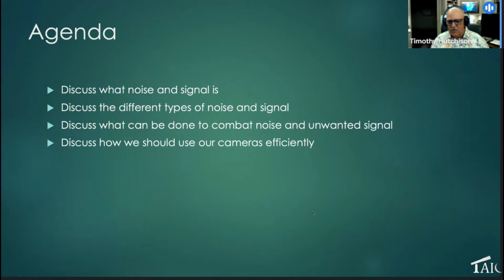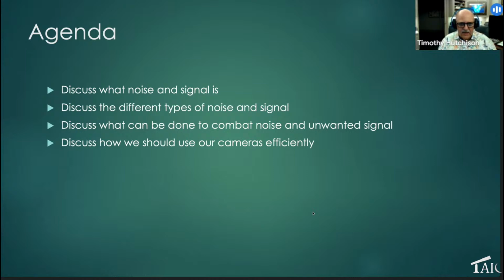I thought it would be a great topic for us to talk about tonight and discuss what noise is and what signal is, discuss the different types of noise and signal and where they come from and how we work with them, and discuss what we can do to combat those bits of noise and unwanted signals to get down to the desired signal, which is our target object. And then I thought we'd end with how we might be able to use our cameras more efficiently to reduce the noise or to work with the noise that we have out there.